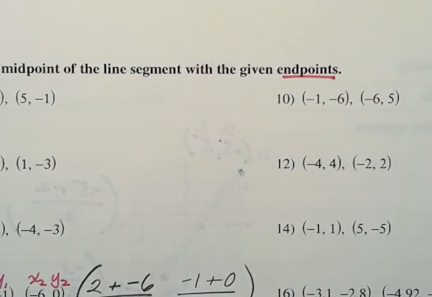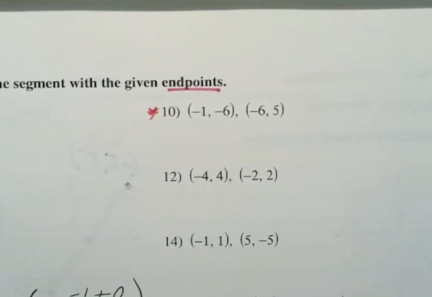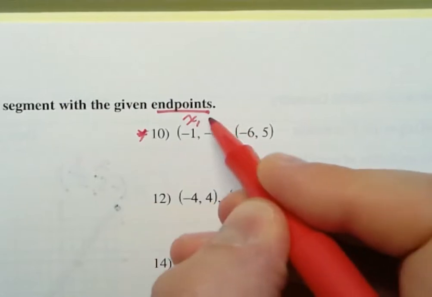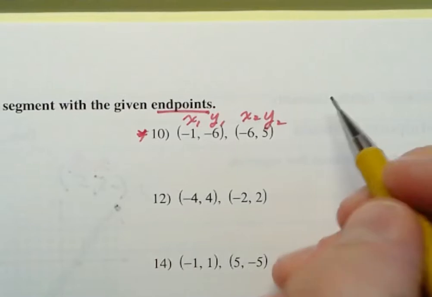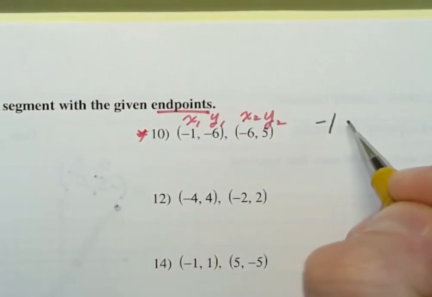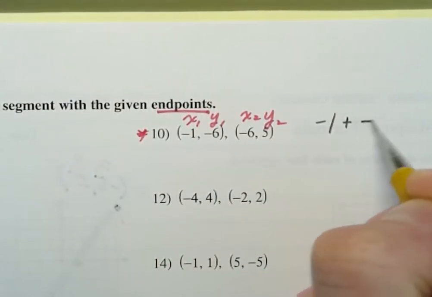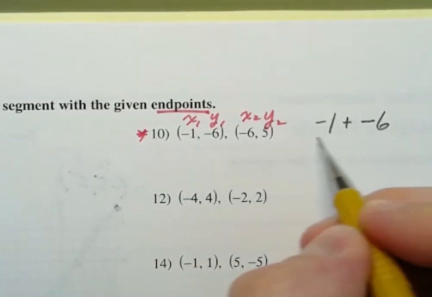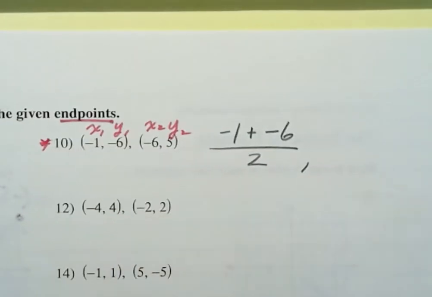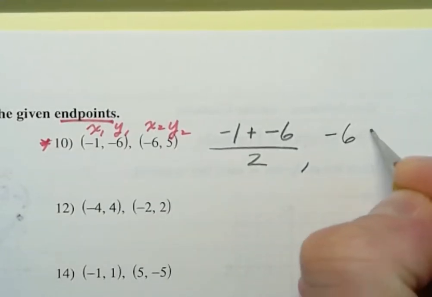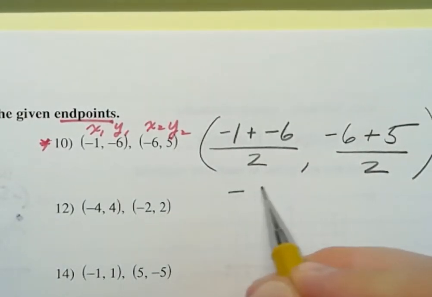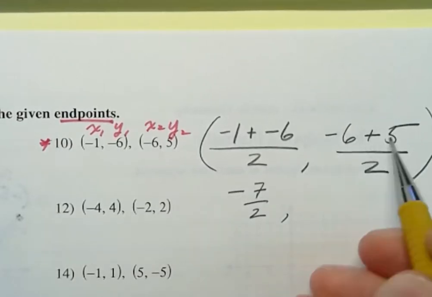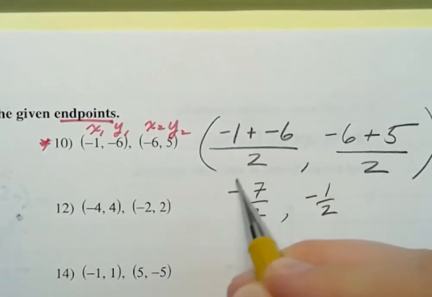Let's do it again up here. We'll do this one. And so if these are my two endpoints, then this is x1, y1, x2, y2. And so I'm looking at x1 plus x2 over 2 and y1 plus y2 over 2, and this is going to be a negative 7/2, and this is going to be a negative 1/2.